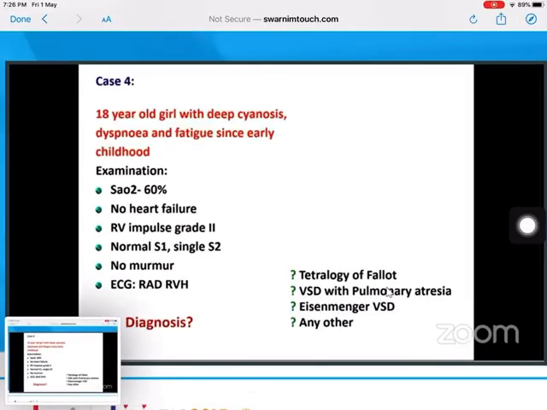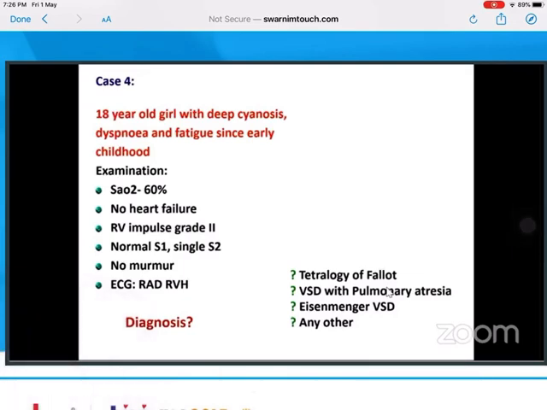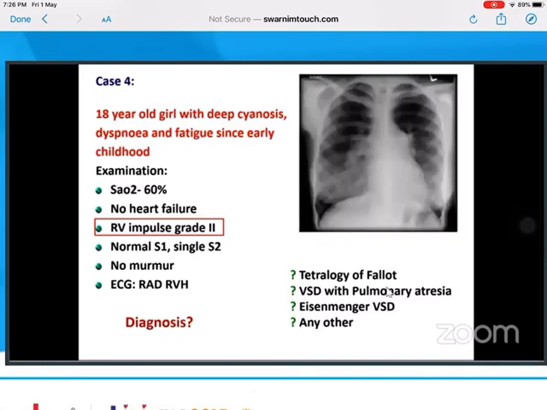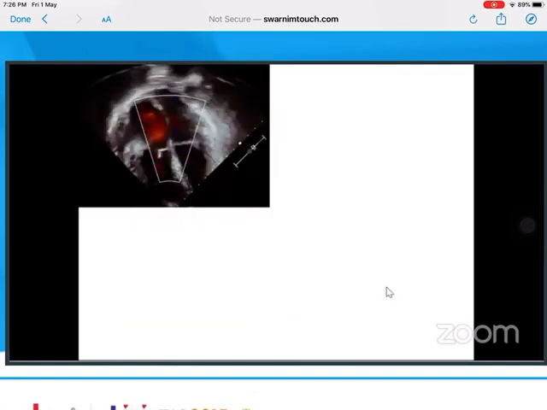Could be Eisenmenger, but unlikely unless we say Eisenmenger to one of the complex heart diseases. But I think the clue is that RV impulse is quite a lot. So suggesting that her RV pressure is going to be more than LV pressure, and therefore a large VSD is very unlikely in this situation. This is the X-ray, which clearly tells you that there is increased vascularity, although cardiomegaly is not there, plethora is there, and pulmonary artery segment is prominent.